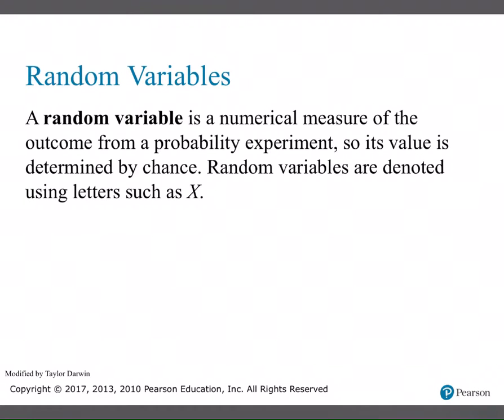First, a random variable is a numerical measure of the outcome from a probability experiment, so the value is determined by chance. Random variables are denoted by using letters such as X. So for example, maybe I said I'm going to flip a coin. I know I use this example a lot, but it's an easy example to use.